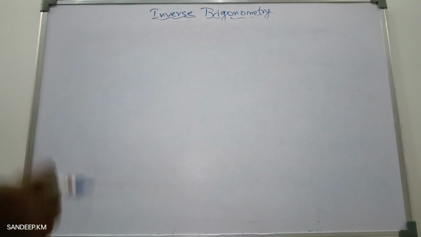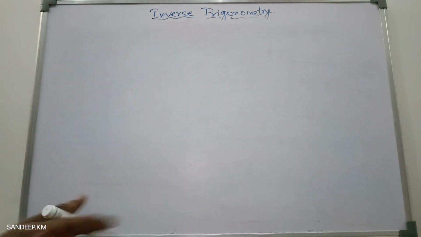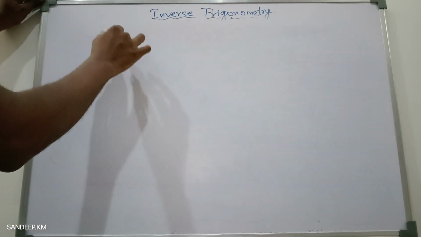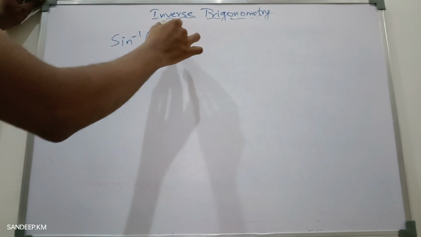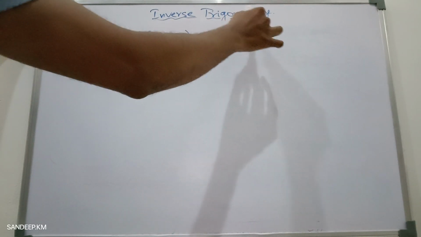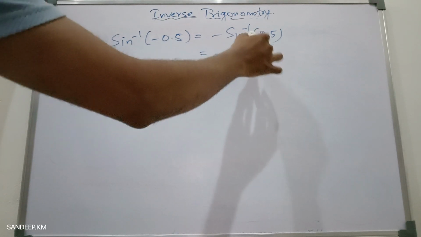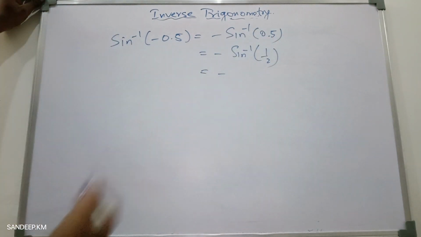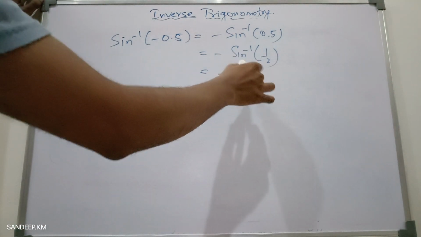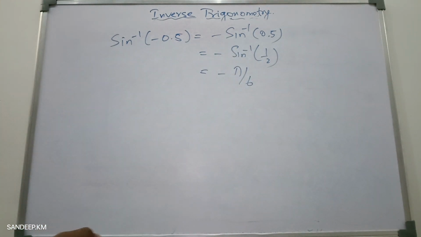How do we use it? Very, very simple. It's very easy to use. We can say that sin inverse of minus 0.5 is equal to minus sin inverse of 0.5. That means minus sin inverse of 1 by 2. And I hope all of you know what sin inverse of 1 by 2 is. It is pi by 6. So the answer is minus pi by 6.